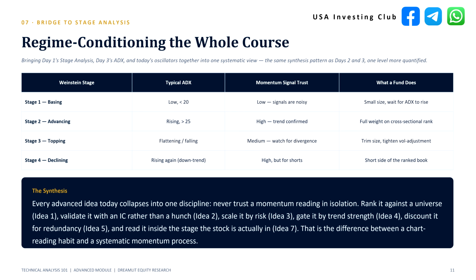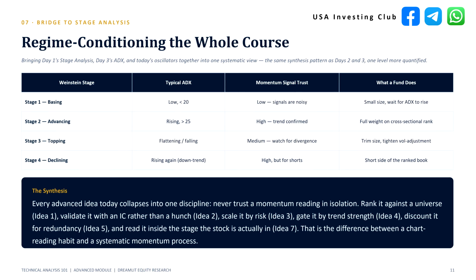Regime conditioning. The whole course, bringing day 1 stage analysis, day 3's ADX, and today's oscillators together into one systematic view. The same synthesis pattern you saw close out days 2 and 3, now one level more quantified. In stage 1, basing, ADX typically sits low, under 20, and momentum signal trust is low. Readings are noisy, and a fund keeps size small while waiting for ADX to rise.